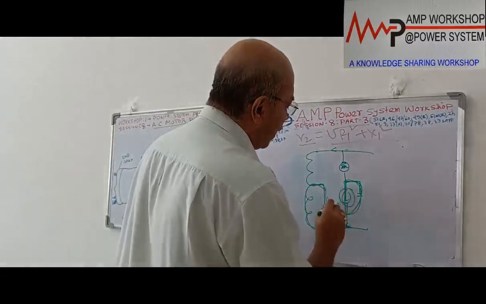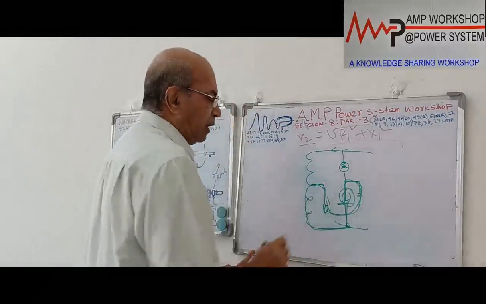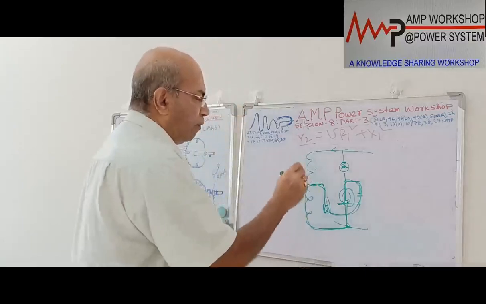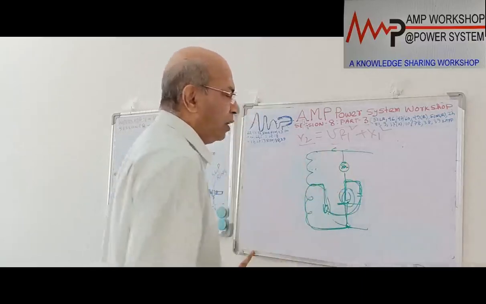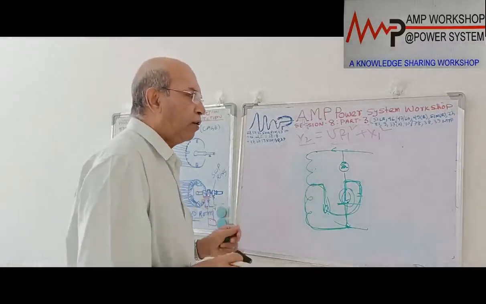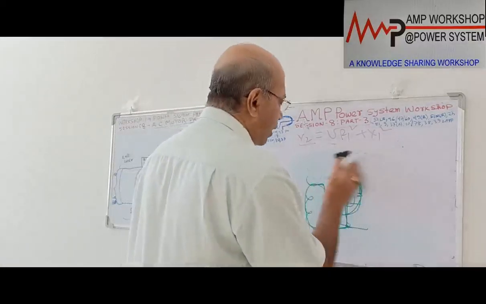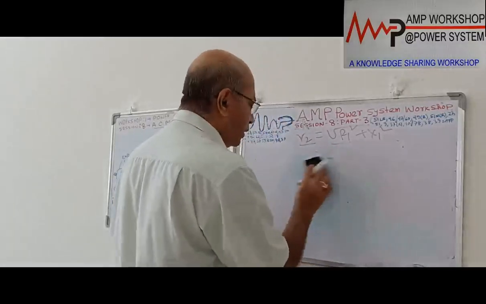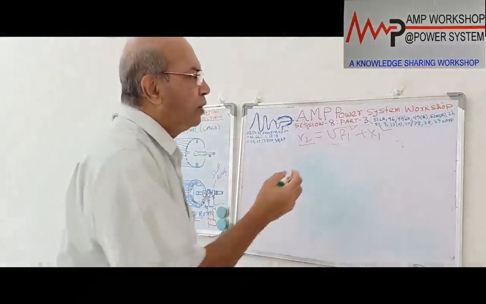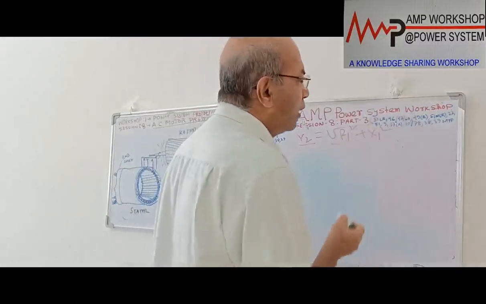The lamp glow will change depending on the location of the fault. By monitoring this way also, we can monitor the earth fault condition in the rotor winding in case of AC synchronous motors. Okay, that is the way we do earth fault protection on the rotor.